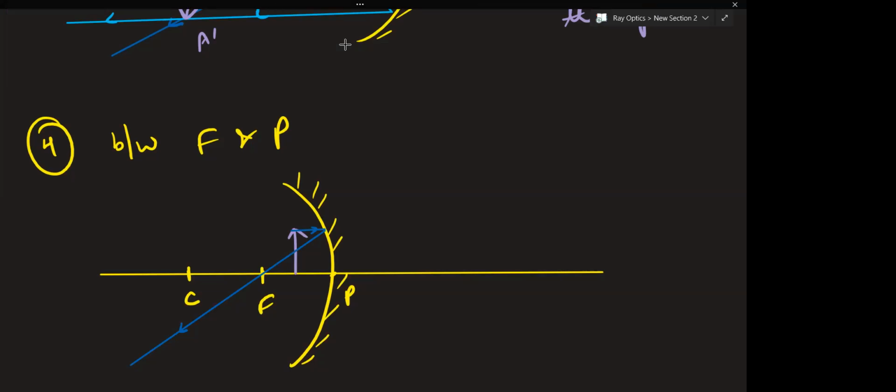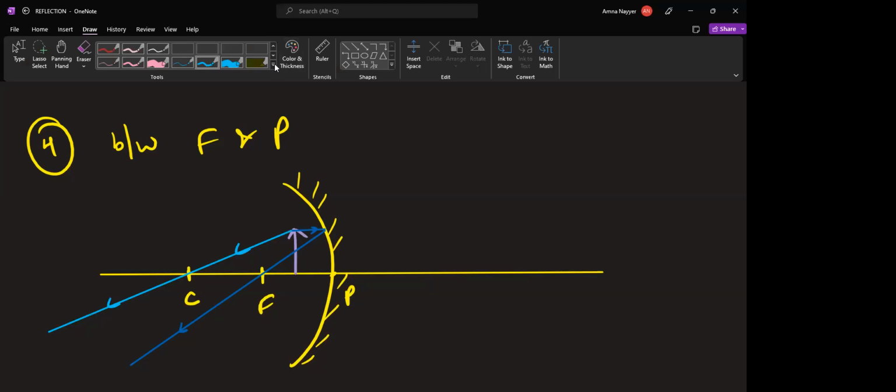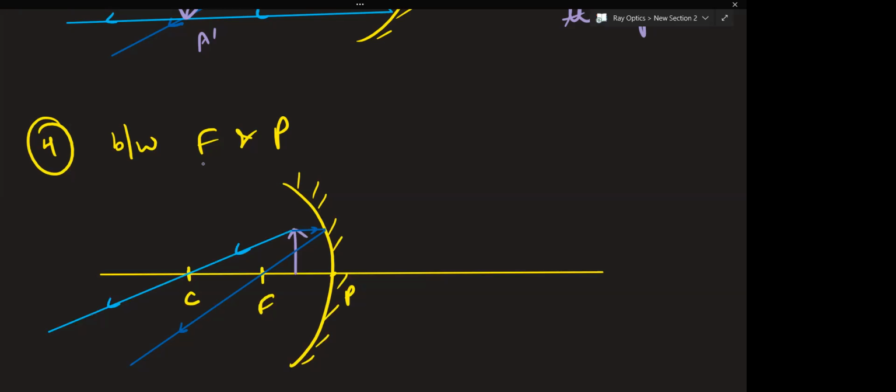Then the second ray of light will pass through the center of curvature. Now see, if you extend these lines, at this point I am getting O dash A dash, this was OA. So now, conclusions about the image.